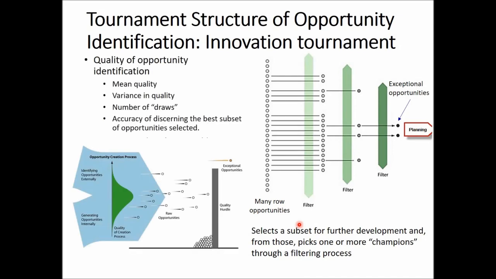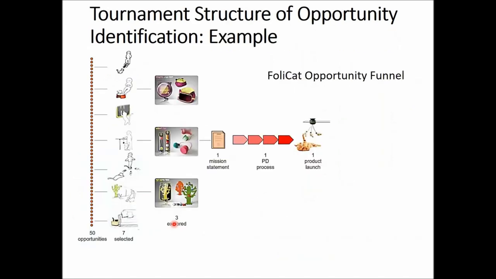For example, if you look at the quality, the quality can be assessed using statistical parameters like mean, variance, and things like that. And you send these different ideas. So identifying opportunities externally, identifying opportunities internally, and the combination would have many solutions, and those solutions are sent through the quality hurdle, and then we pick the best ideas out of many raw opportunities. So that is the tournament structure of opportunity identification.